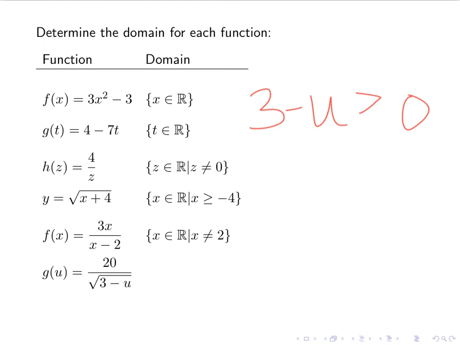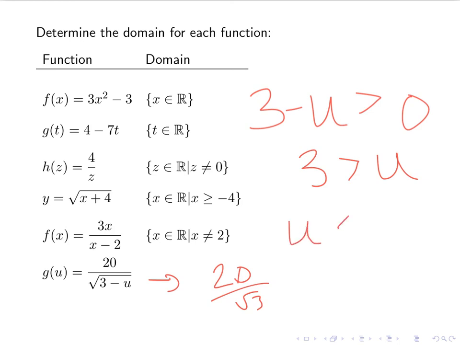Okay. u itself can be 0, right? If u was 0, I'd have 20 over the square root of 3. So u can be 0, but the 3 minus u cannot be. And just like before, I'm going to solve this. So I'm going to add u to both sides, and that's going to give me 3 greater than u. Now 3 greater than u is perfectly true, but we tend to like to keep things in terms of u and then something. So I'm going to reverse that, and if 3 is greater than u, then u is less than 3. And that's going to be our answer.